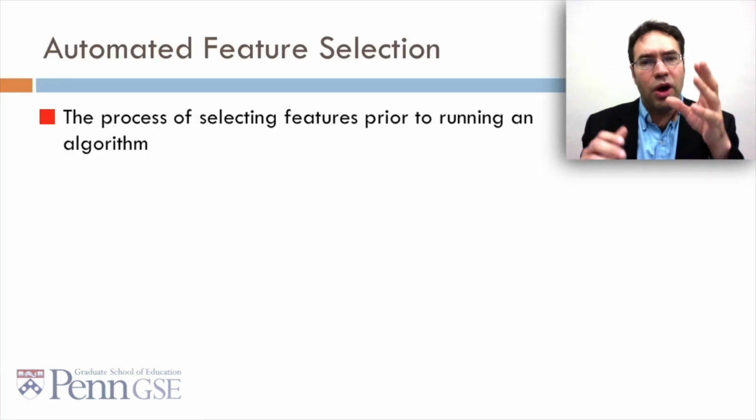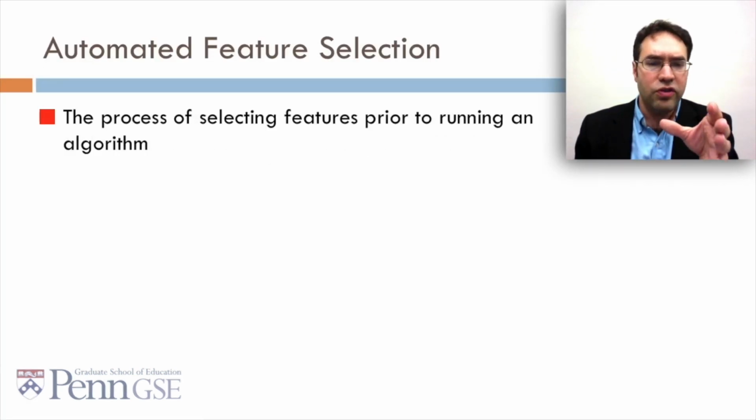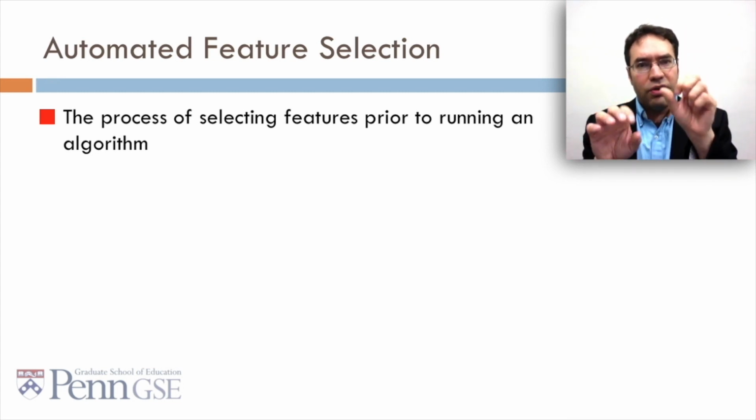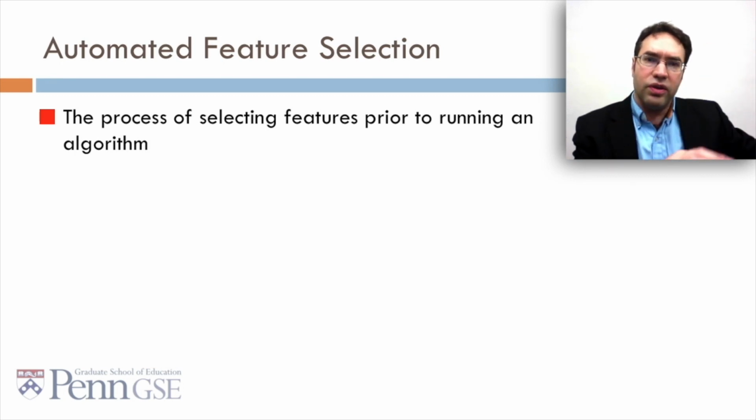Now let's move to talking about automated feature selection. Automated feature selection is the process of selecting features prior to running an algorithm. So rather than selecting features within your algorithm, first selecting the features before you even get to it.